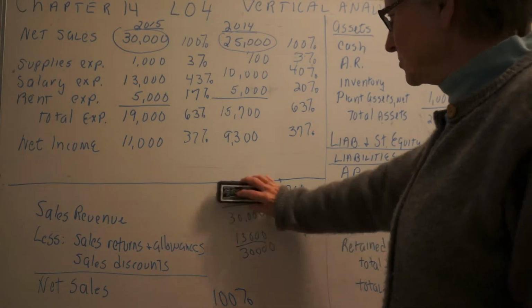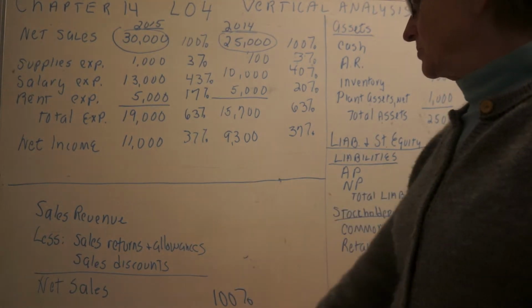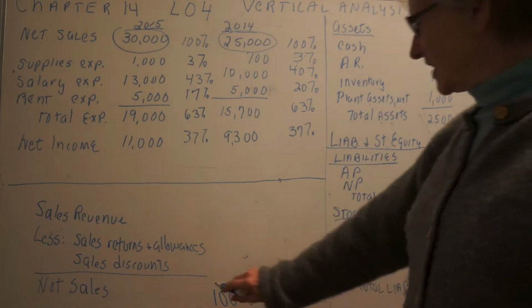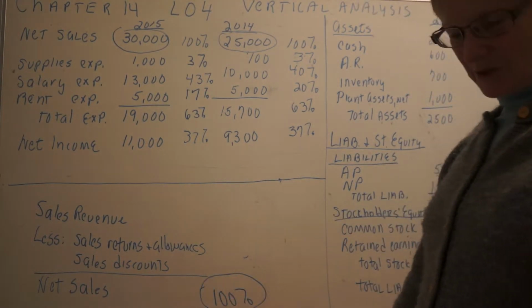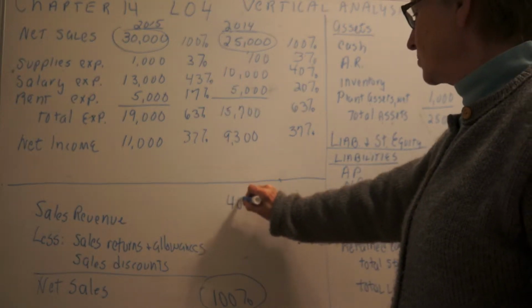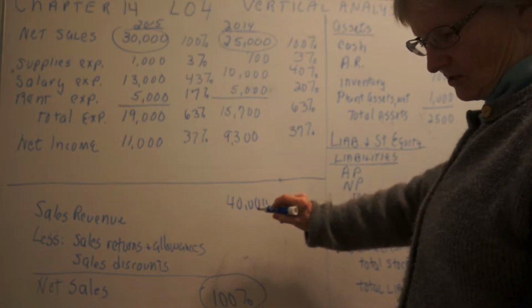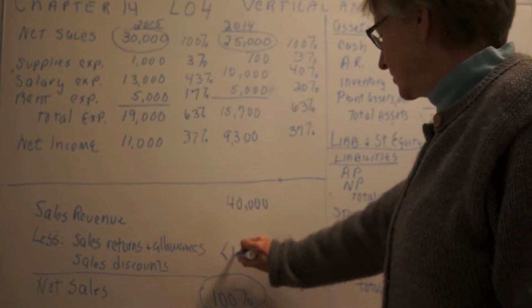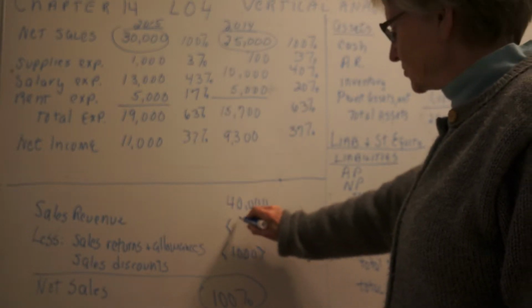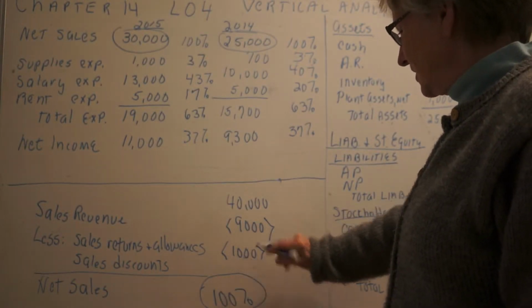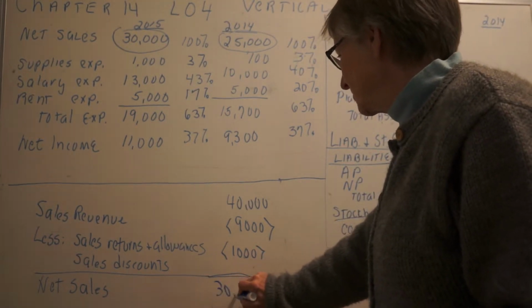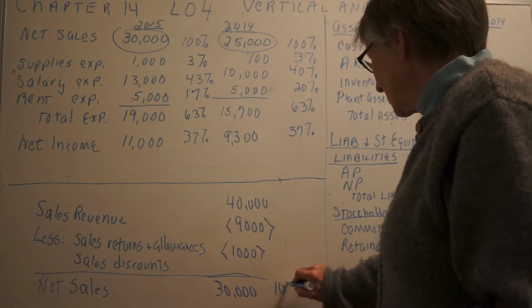The only complication you get into here is that you're talking about net sales is 100%. Okay, so if you have sales revenue, then less sales returns and allowances and sales discounts, net sales is the number that's going to be 100%. So you might have sales revenue of 40,000, but then you've got sales discounts of 1,000, and you've got your sales returns and allowances of 9,000, and that might be how you get down to your 30,000 net sales. And it's this that is 100%.